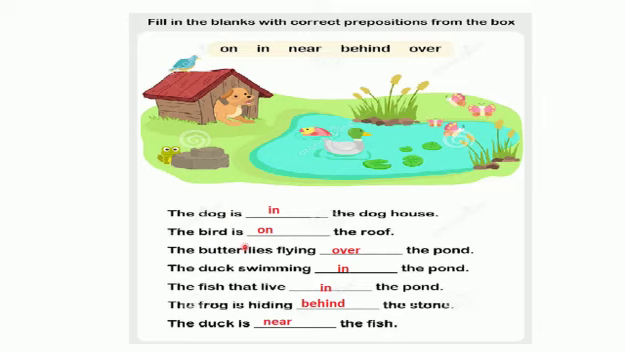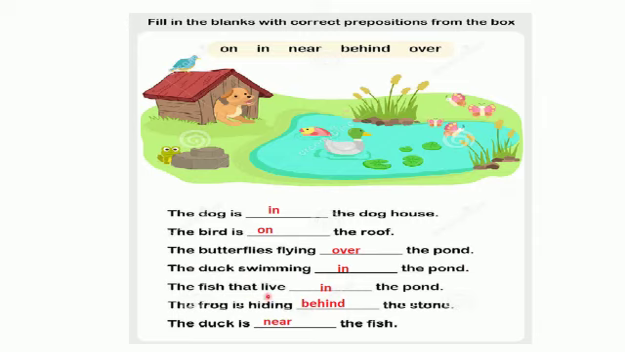The bird is dash the roof. Where is the bird? What is the position of the bird? The bird is on the roof. The butterfly is flying dash the pond. Where are the butterflies? The butterflies are over the pond. The duck is swimming dash the pond. Where is the duck swimming? The duck is swimming in the pond.